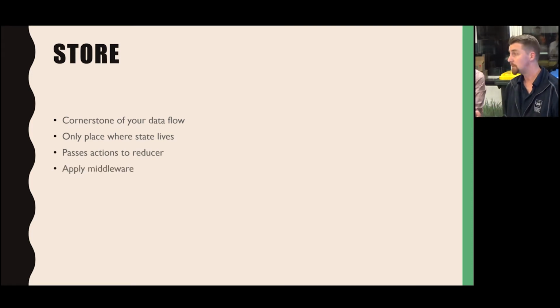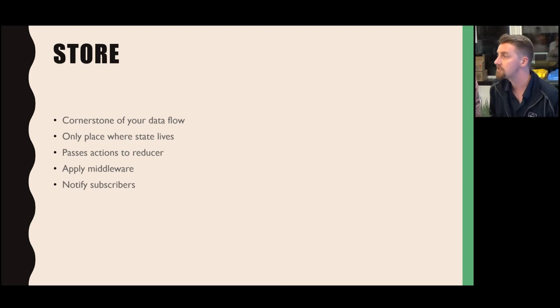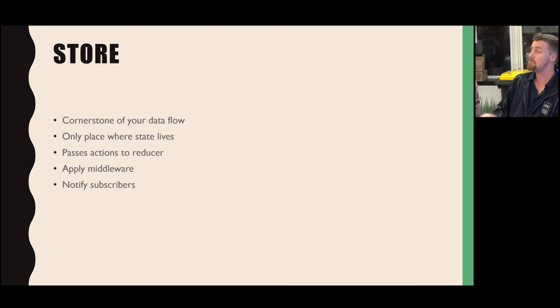We also have the concept of middleware, so we can intercept actions as they're being dispatched before they're received by reducers and do something with those. We also then notify people that data has changed within our store, our state has mutated, and we need some kind of notification system. Otherwise we can have all this stuff flying around and data changing inside of our system, but no one knows that it's happened.